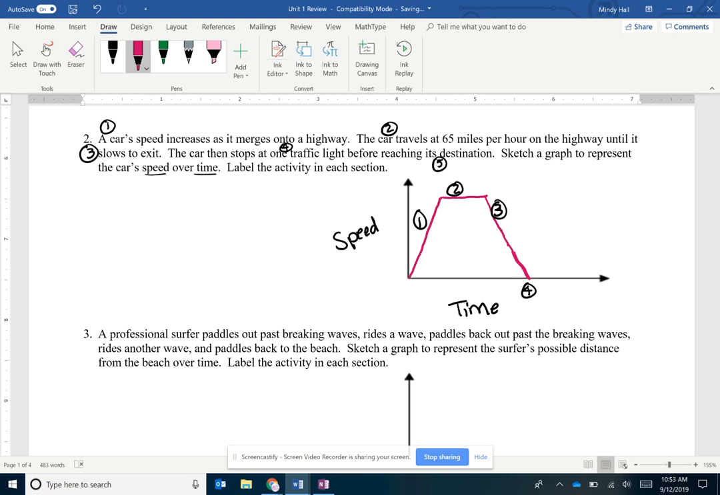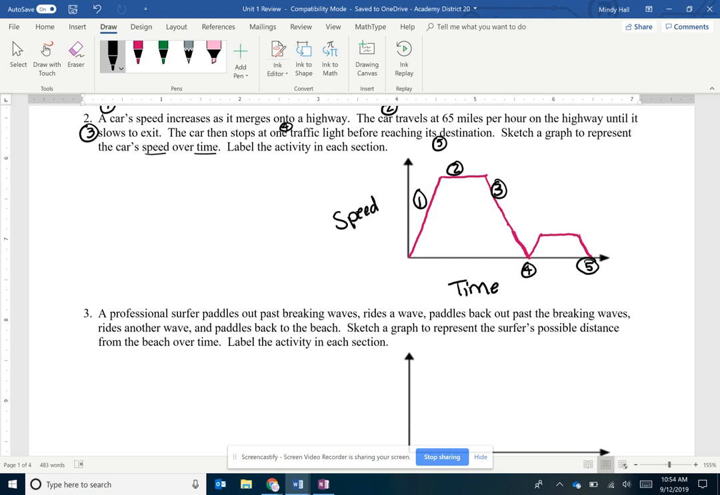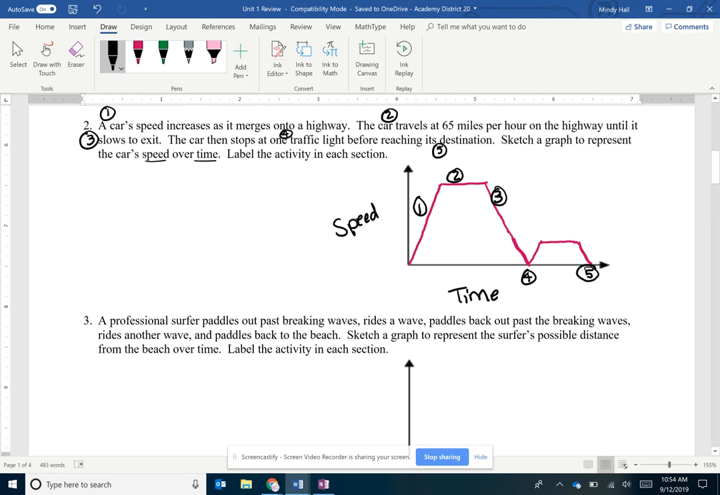So then we are stopped at the stoplight, and then we have to go reach our destination. So we may come back up, maintain, and then we reach our destination. Okay. And keep in mind, your graph may look slightly different, but as long as you can justify what is happening on the graph with what is happening in the story, then it's fine. I've seen this graph many different ways. So, and we did need 5 sections, right?